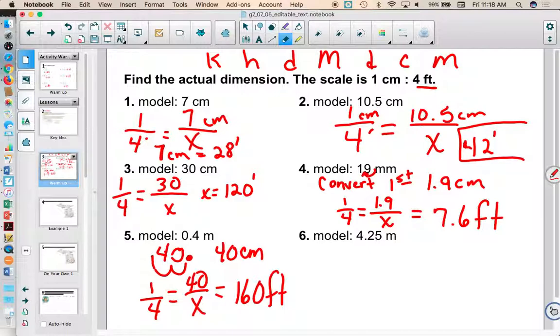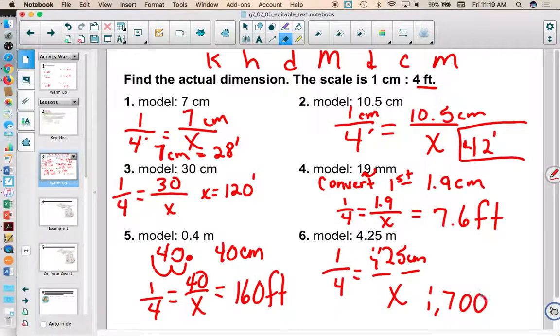Okay? Same thing here. I've got how many centimeters? 4 25/100ths of a meter is how many centimeters? 425. Good job. So I have 1 centimeter is 4 feet. 425 centimeters equals how many feet? How many feet is 425 centimeters, John? 1,700 feet.